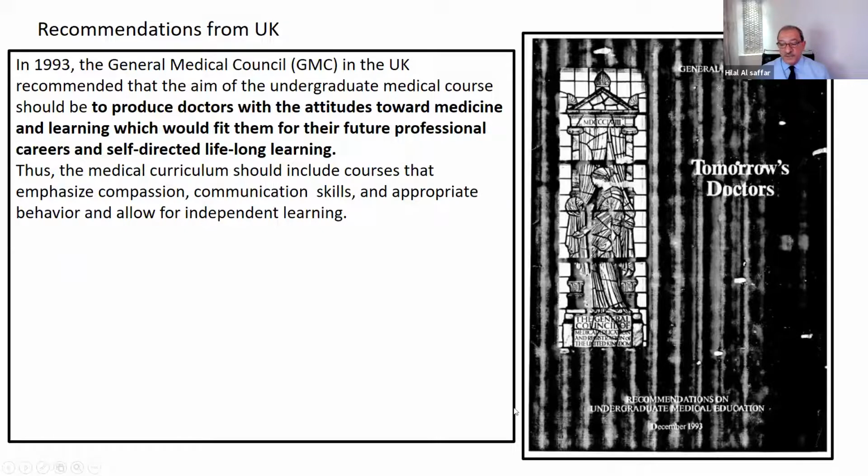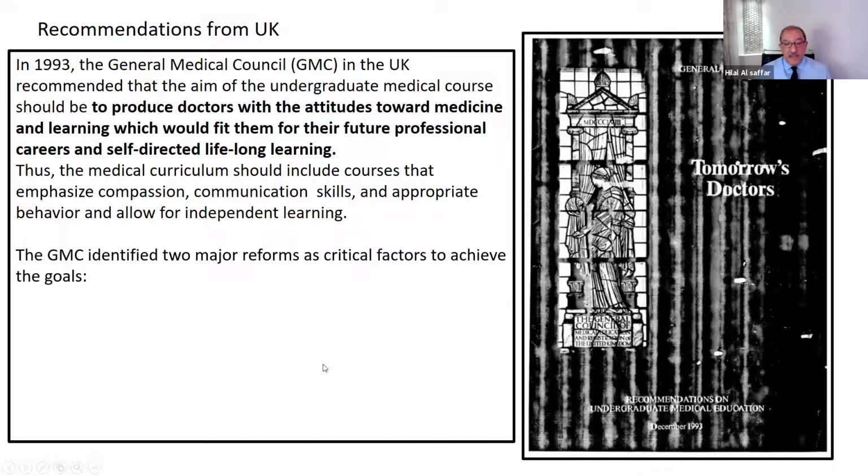That report, published in 1993, said that the General Medical Council considers the primary aim of the undergraduate medical course to be to produce doctors with an attitude toward medicine and learning which would fit them to their future professional career and self-directed lifelong learning. That was the first report calling for reform. Thus the medical curriculum should include courses that emphasize compassion, communication skills, appropriate behavior, and allow for independent learning.